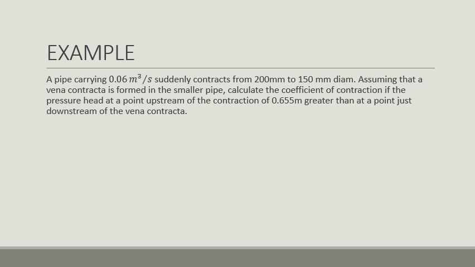Example: a pipe carrying 0.06 meter cube per second, that is the discharge Q is equal to 0.06 meter cube per second, suddenly contracts from 200 mm diameter, so D1 is equal to 200 mm, to 150 mm diameter, D2 is equal to 150 mm.